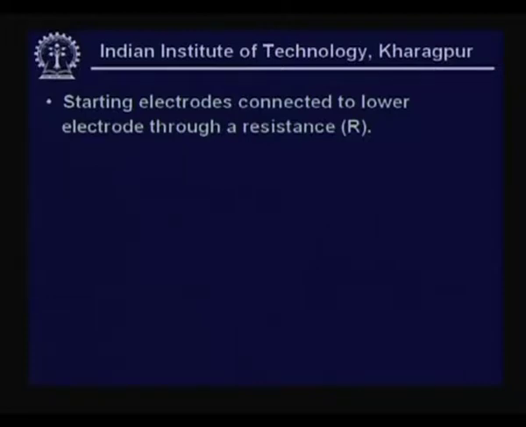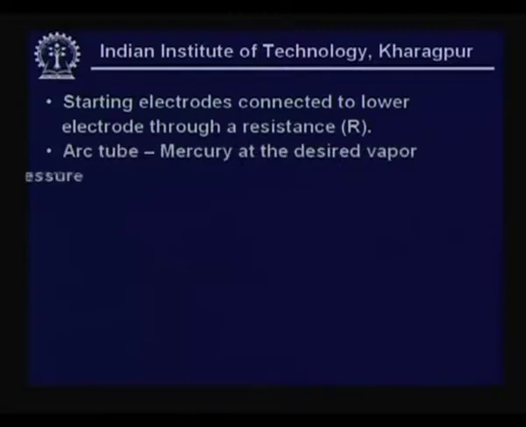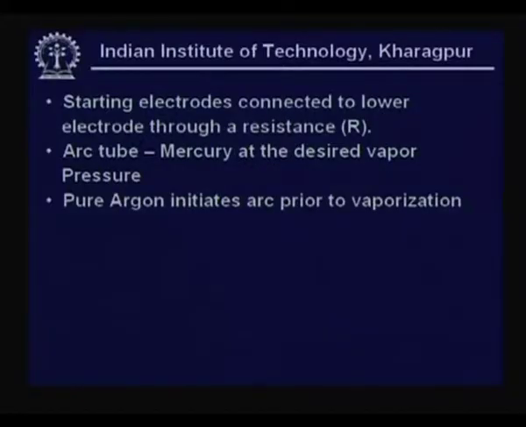Initially there is a connection between the starting electrode and the lower electrode, and so that is how mercury at the desired vapor pressure is already maintained. I have told that the mercury in the liquid form at the desired vapor pressure is located in one corner of the tube, and as I told you, there needs to be some way of initiating the vaporization process. This vaporization is obtained by having another gas which has a lower ionization potential.